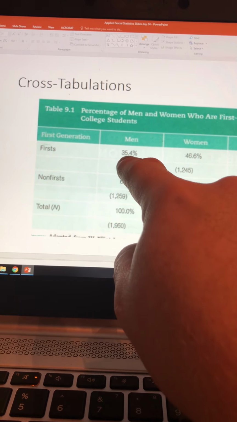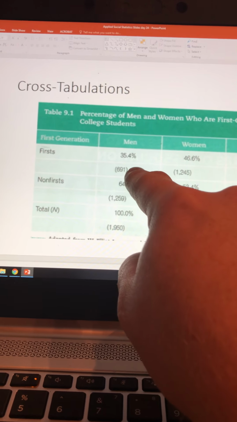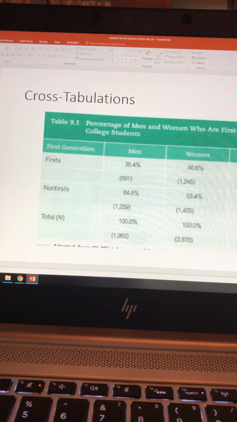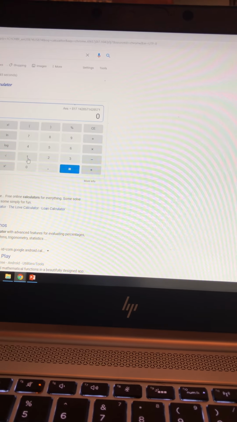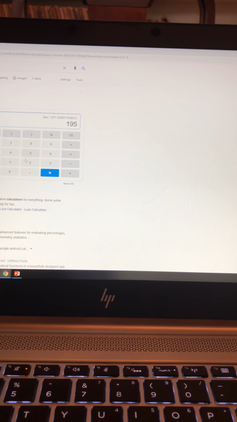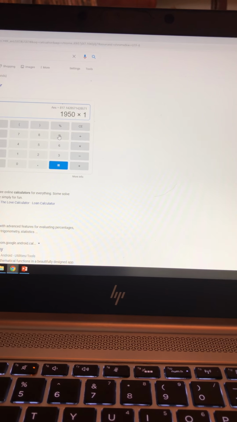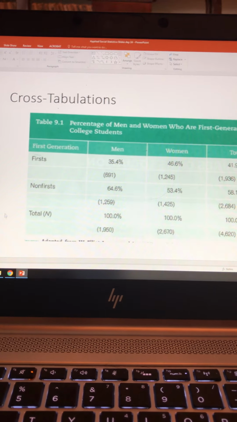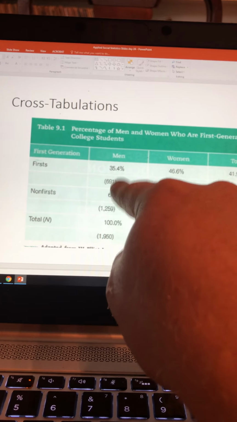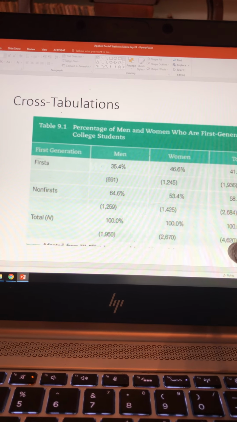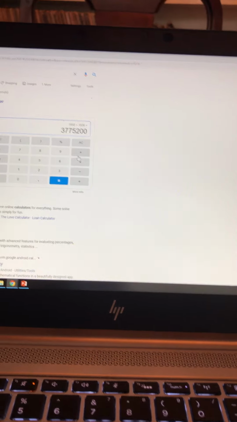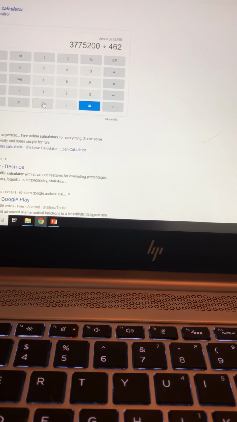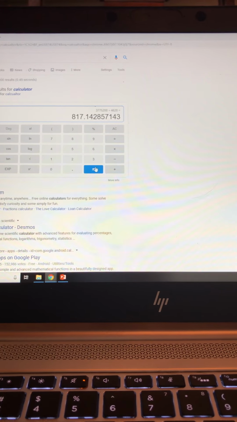So in order to get the expected frequency for male first generation, we take the column marginal times the row marginal. So we'd have 1950 times 1936. And then divide by our sample size, right? So we take the column marginal times the row marginal divided by n, 4,620. So we'll divide that number by 4,620, and we get 817.14.